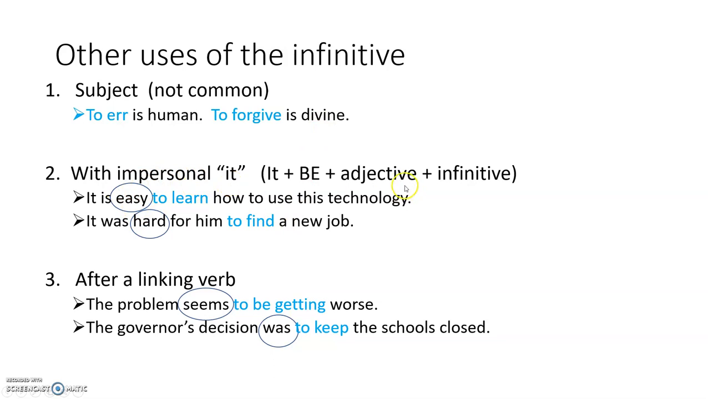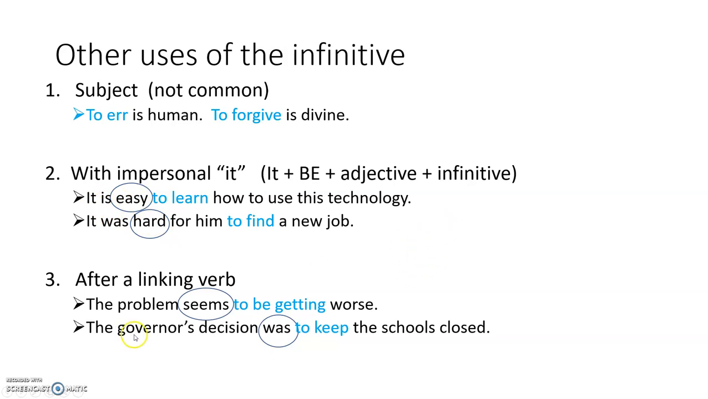Impersonal it with an adjective. So I have some adjectives circled here. It's easy to learn how to use this technology. Easy to do. Something's easy to do. It was hard for him to find a new job. So there's the adjective hard, to do something. And if you want, sometimes you can say hard for somebody. So again, you can use present tense, past tense, it doesn't matter, but the subject is it with the be verb, and then there's an adjective.